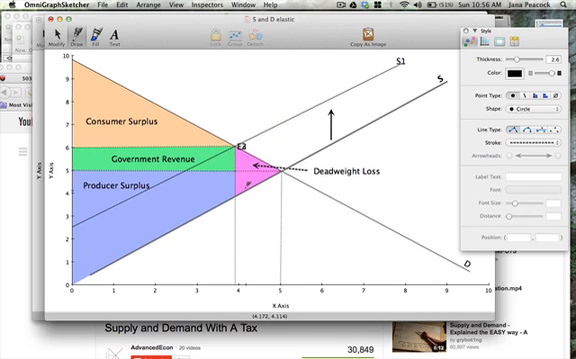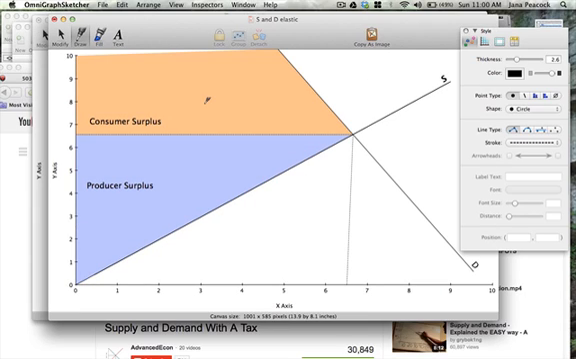is split equally. That's because this tax had an equivalent amount of pain in the producer market and the consumer market. This government revenue is split on what's being taken out of producer pockets and what's being taken out of consumer pockets because both supply and demand were relatively elastic. Let's take a look at how that changes if demand becomes more inelastic.